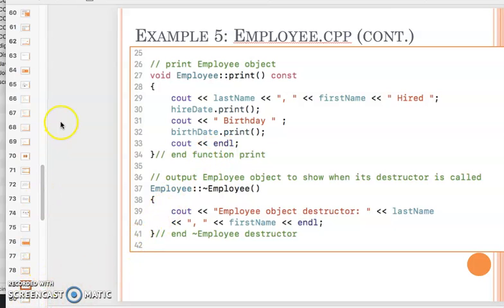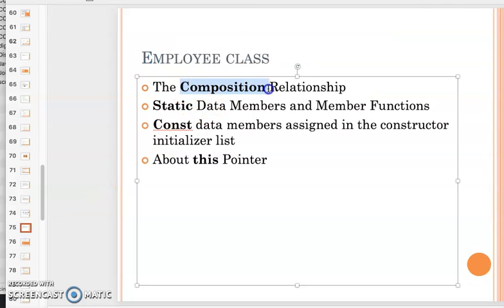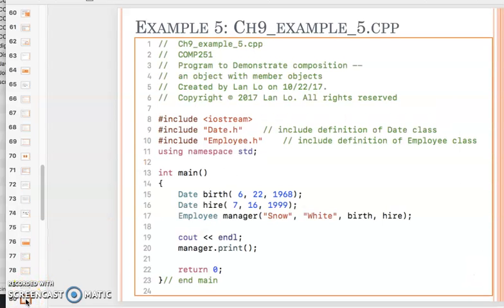This example is a new class. We try to demonstrate what the composition relationship is and also what a constant data member is. So next we see what the CPP file will do.